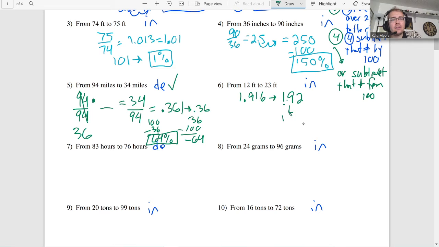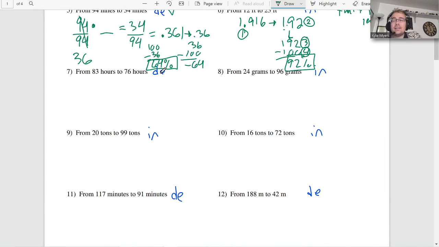And then that turns into 192, and then we subtract from 100. 92%. Okay, step 1, divide. Step 2, round. Step 3, move the decimal place over 2 spaces. And then step 4, subtract from 100, or subtract by 100. Okay, cool.